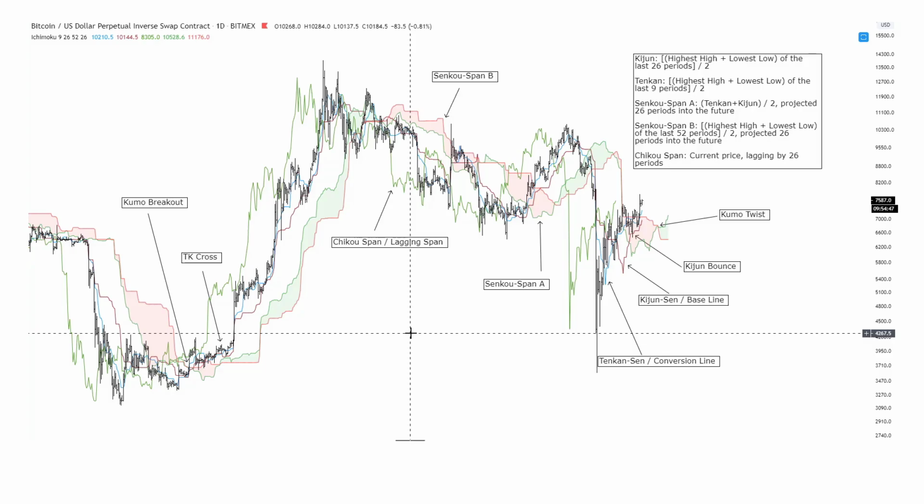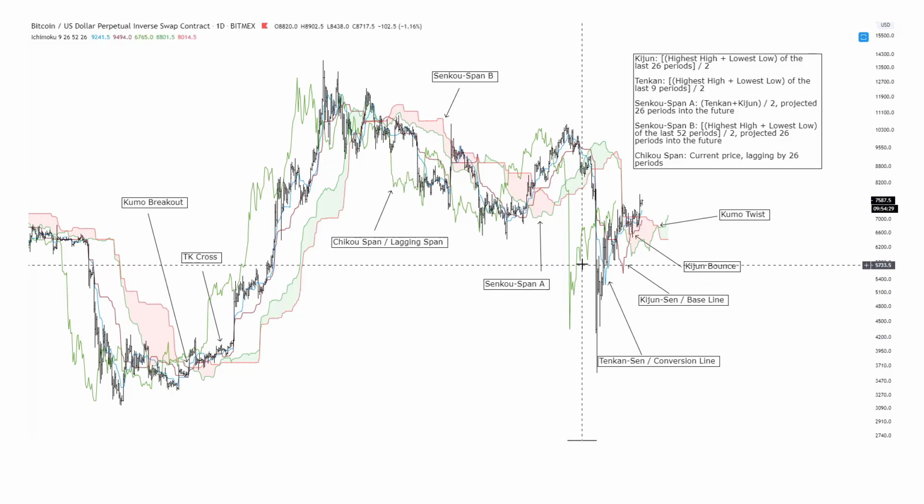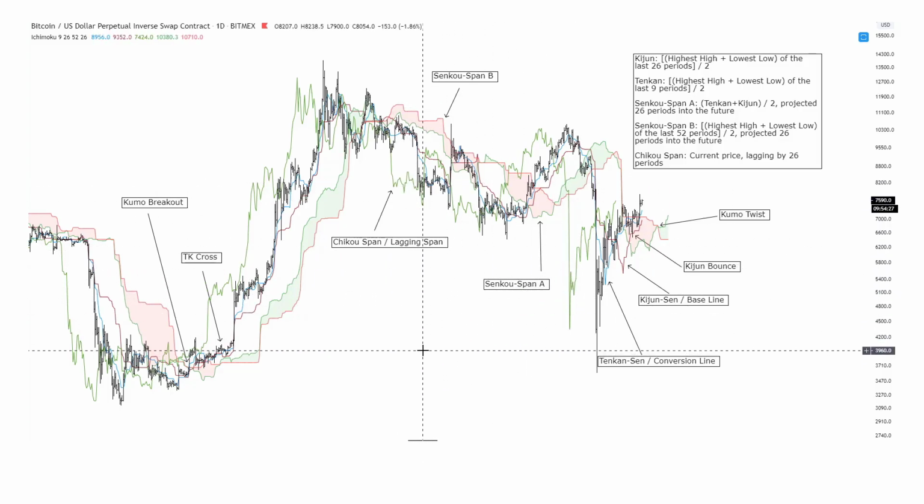Together, these two Chiku Spans build the cloud. It's bullish if the Chiku Span A is on top, and it is bearish if the Chiku Span B is on top. The Chiku Span, this green line here, is simply current price lagging 26 periods back.